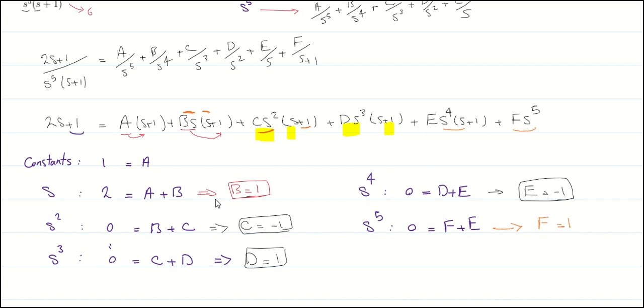Now, since we got all the unknowns in here, we can just rewrite the partial fraction on the top and say this one would be equal to 1 over s to the power of 5, plus 1 over s to the power of 4, minus 1 over s cubed, plus 1 over s squared, plus -1 over s, and plus 1 over s plus 1.